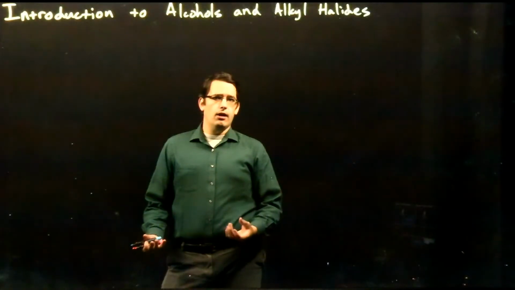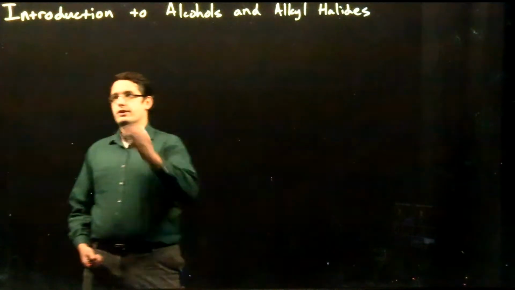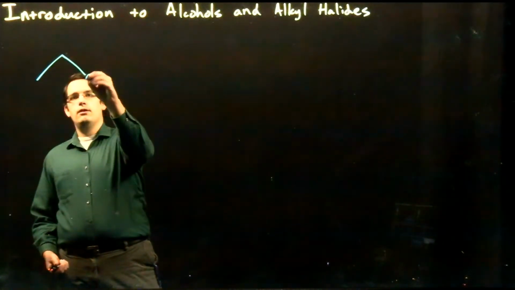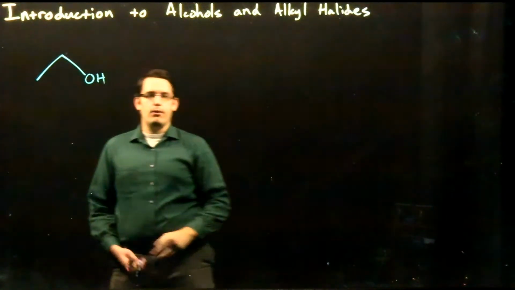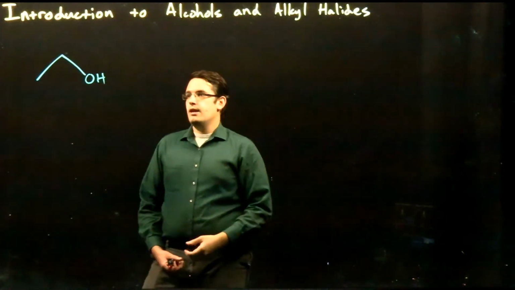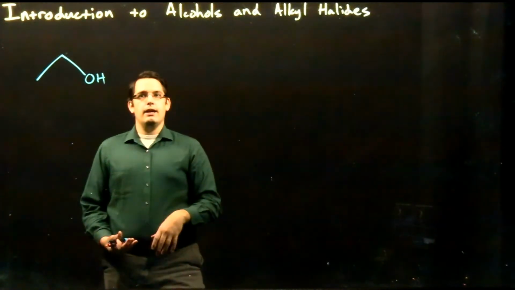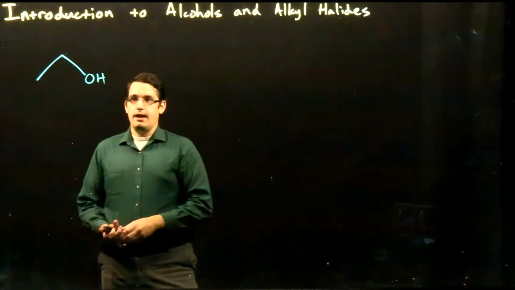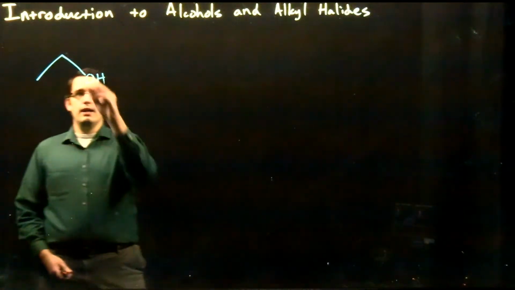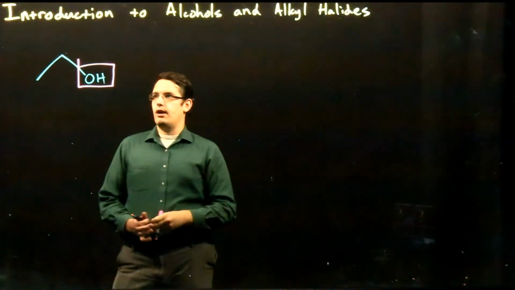When you hear the word alcohol, you likely think of alcoholic beverages. Alcoholic beverages contain ethanol, which is the key component of those beverages that creates their alcoholic properties. Now, ethanol is a small organic molecule shown here that is an alcohol. Alcohols are defined based on this oxygen and hydrogen that are bonded to our carbon structure.